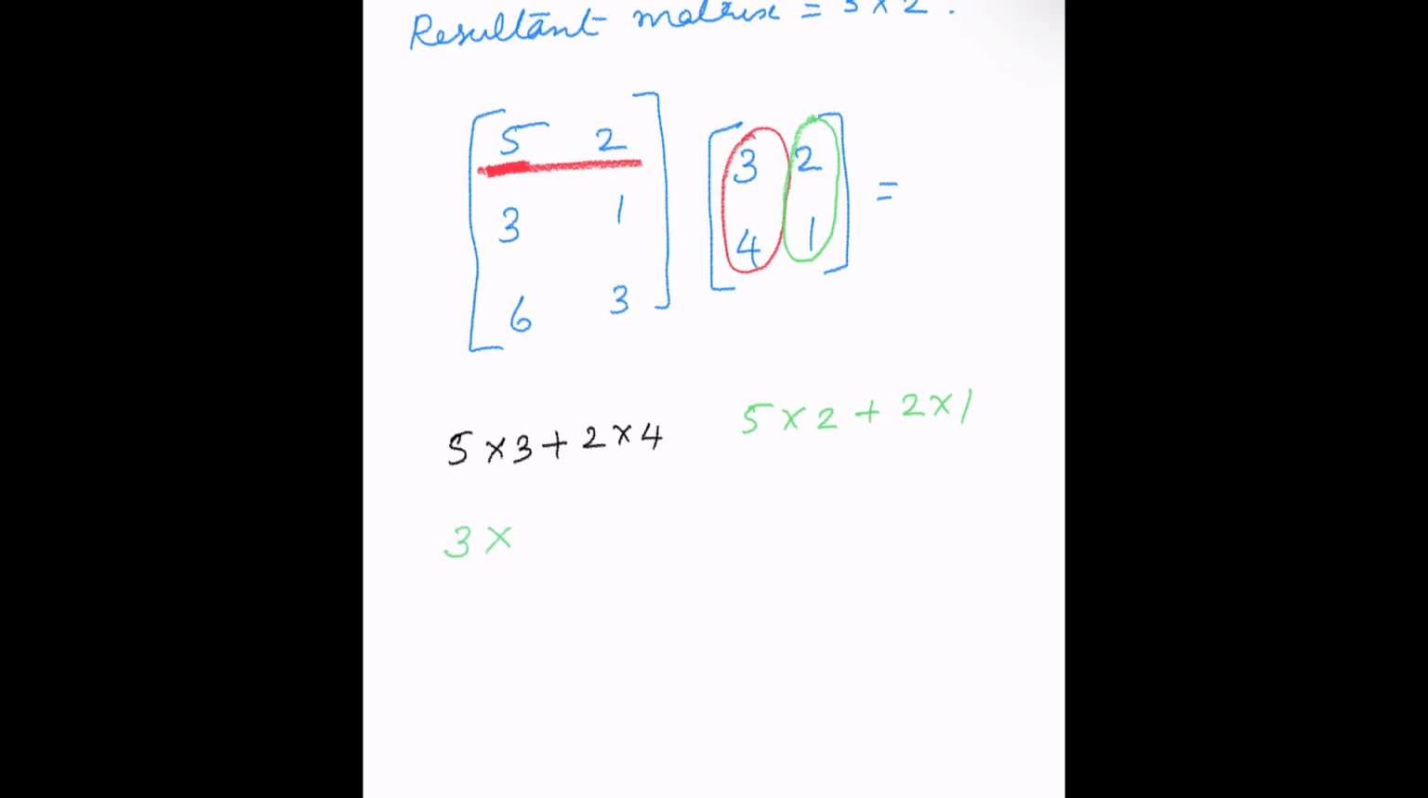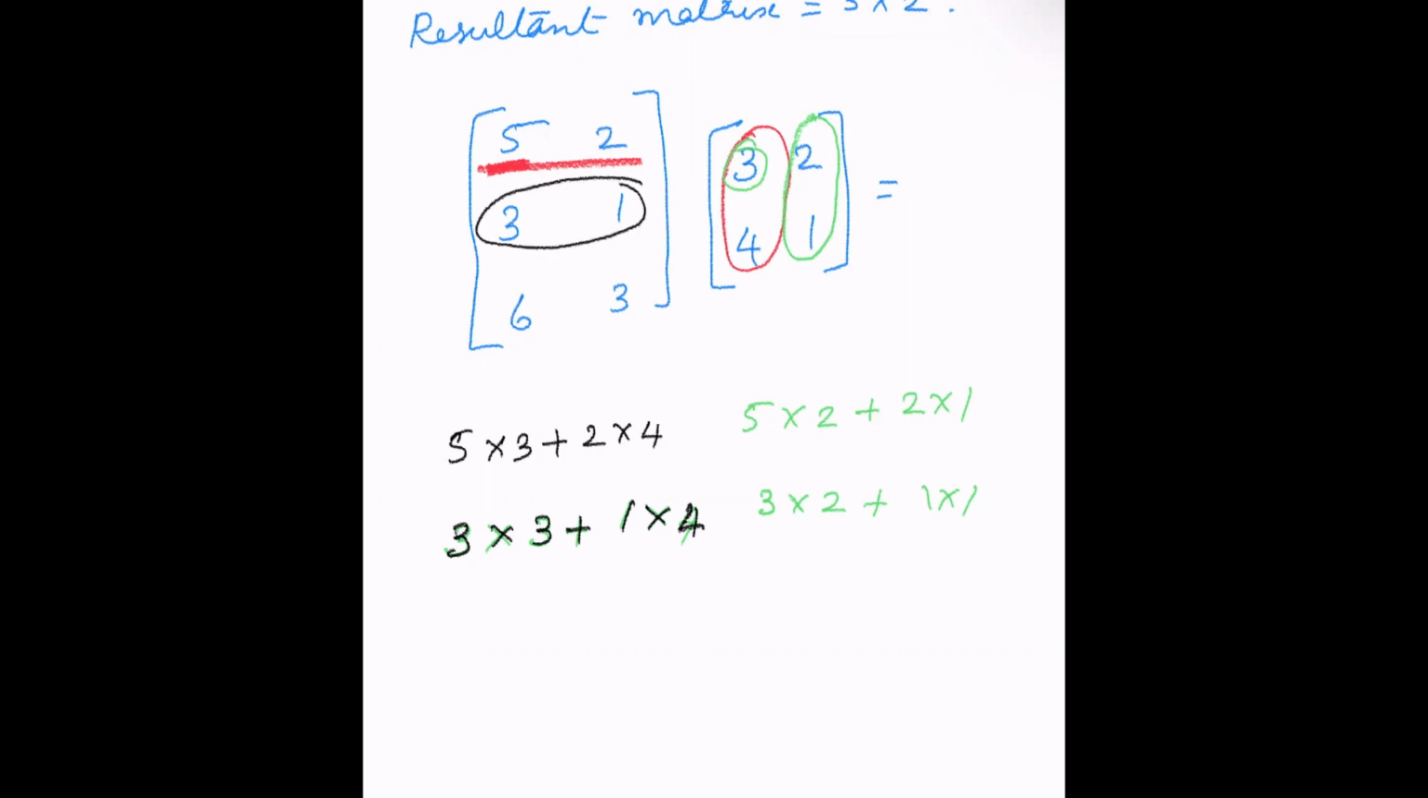So 3 is multiplied with 3, 3 into 3 plus 1 multiplied with 4. Similarly, for the second row's second column, what I'll do? 3 into 2 plus 1 into 1. So the second row, 3 is multiplied with 3 plus 1 is multiplied with 4. Then again I need to multiply this 3, 1 with 2, 1. So 3 into 2 plus 1 into 1.